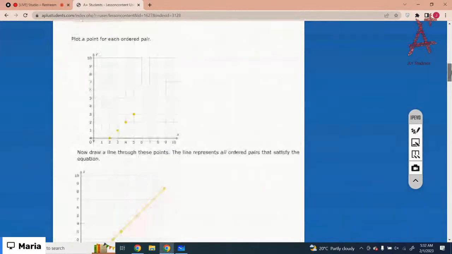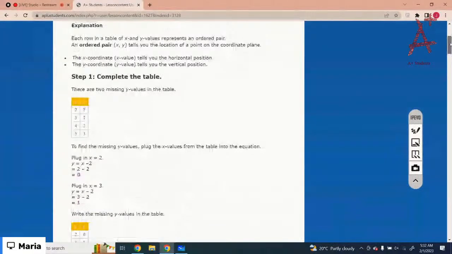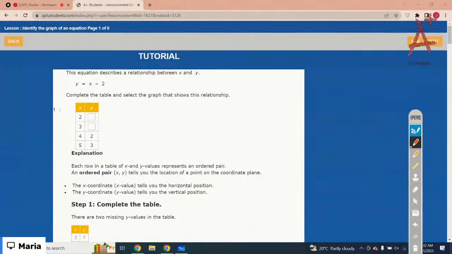Okay, just use this table. The missing values we have are 0 and 1. Just use these ordered pairs: 2 and 0, 3 and 1, 4 and 2, 5 and 3. Okay, just listen to me carefully. The pairs are 2 0, 3 1, 4 2, and 5 3. Let's see how we can plot a graph.